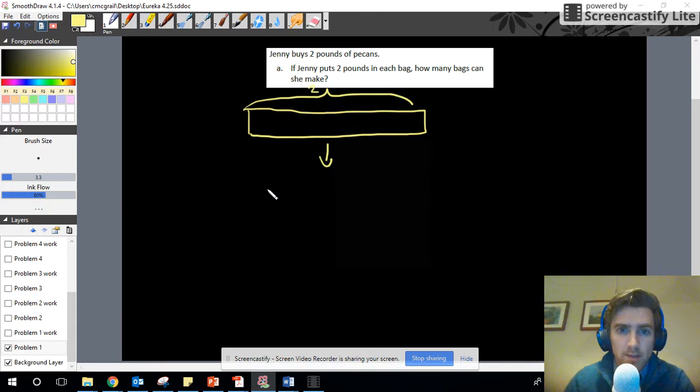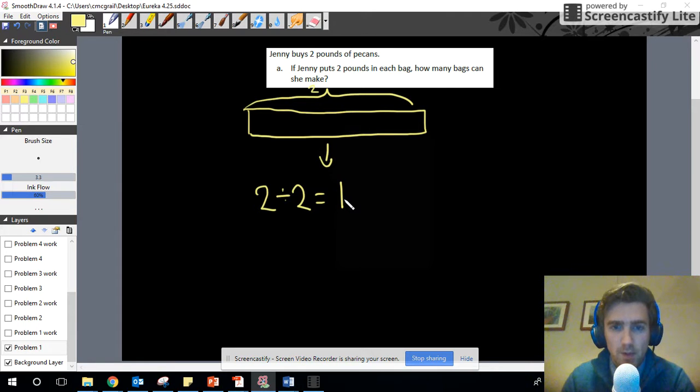And so what I'm doing is I'm starting with 2 pounds of pecans and I'm dividing it by 2 pounds. And my answer is just going to be one bag. 2 pounds go into a 2 pound bag one time. So that's my division sentence. My 2 pounds of pecans divided by the number of pounds in each bag equals one bag. So let's take what we know about that and let's move on to a new problem.